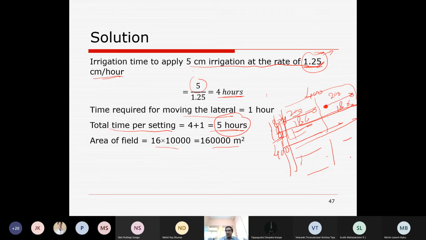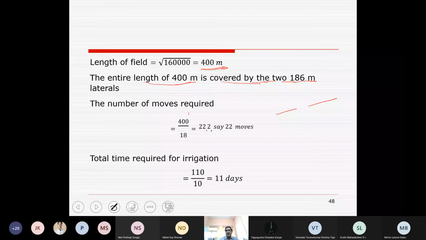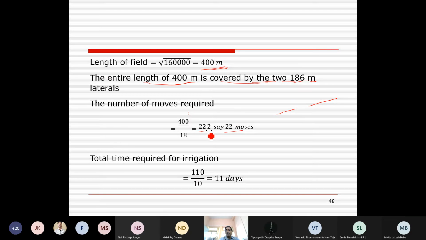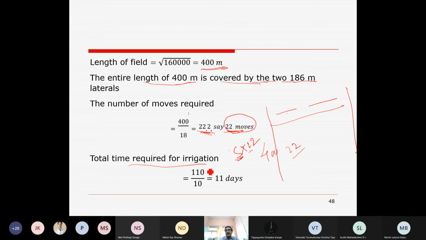So how many moves are required? This is 400 meter divided by 18. So the total moves required come to 22.2. So we can say 22 moves will cover this 400 meter length of the field. The total time required to irrigate, because one irrigation requires 5 hours, so 22 moves, that is 110 hours. And every day we are operating the system for 10 hours. So the total requirement is 11 days to cover this field.